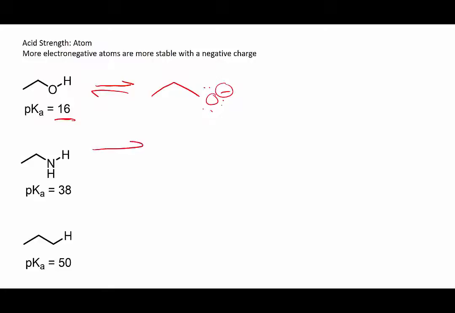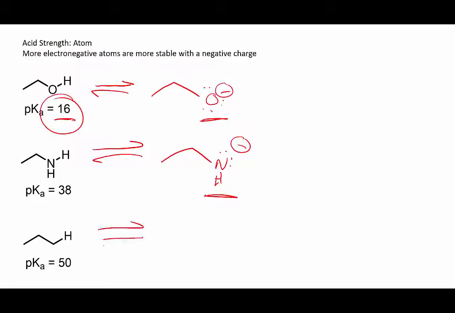If we do the same thing with ethylamine, we take off one of the protons, we have a negative charge here. Both of these molecules have a negative charge. The only difference is the atom that bears the negative charge. Oxygen is more electronegative than nitrogen, so it's going to have a lower pKa. It is more stable with that negative charge.